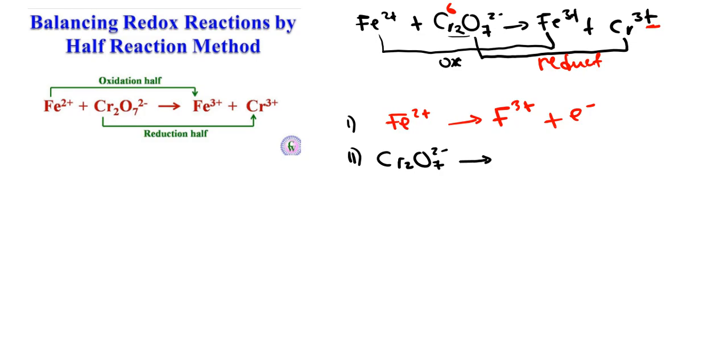Chromium 3 plus. Okay, so how do we handle this? We can balance the oxygen by adding oxygen on the side where it's lacking, so add the oxygens there. Okay, remember the oxidation state here, it's 6 plus.